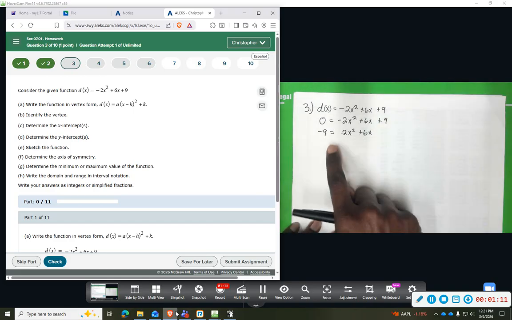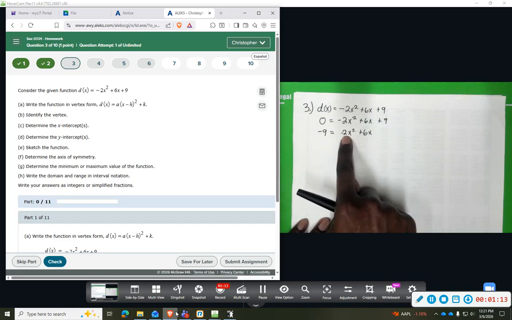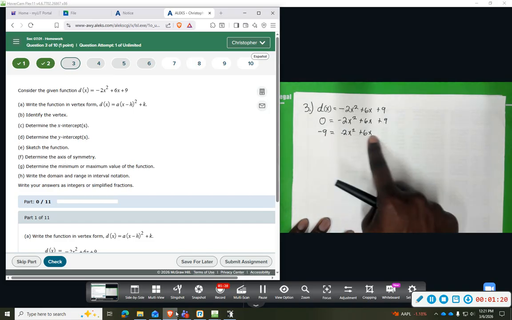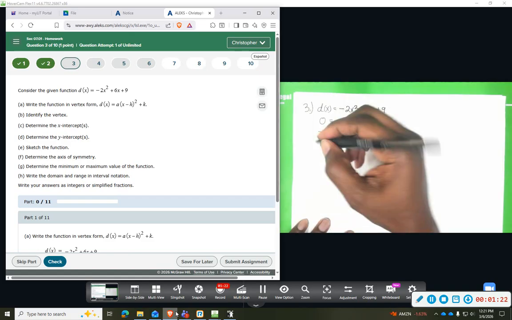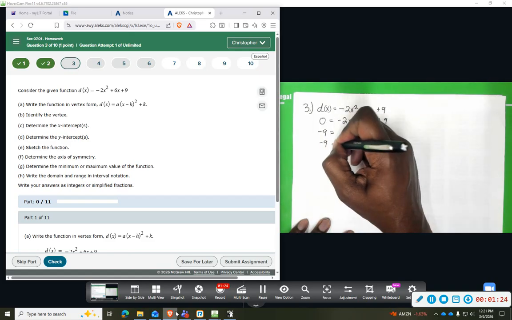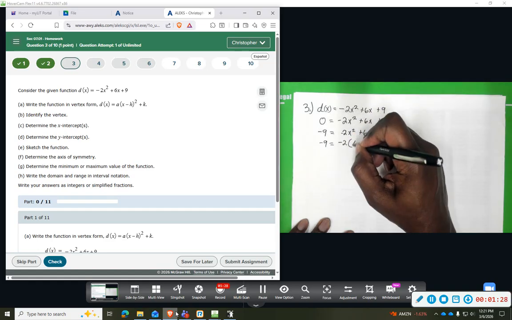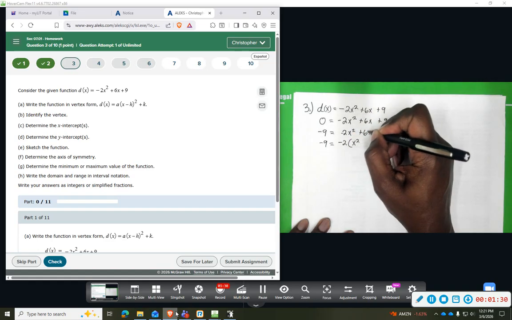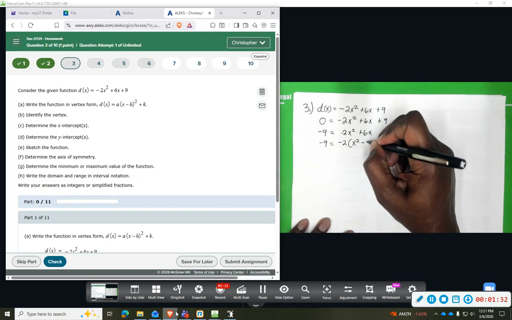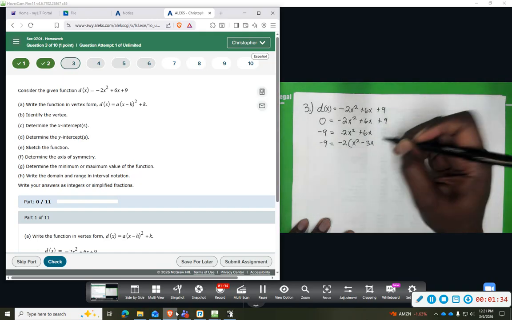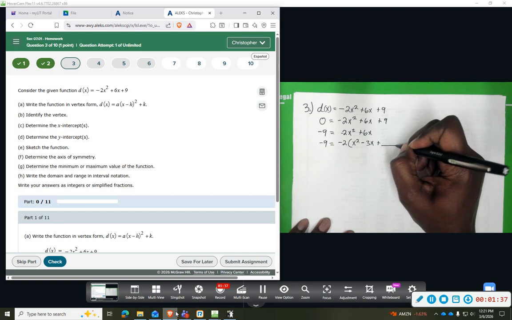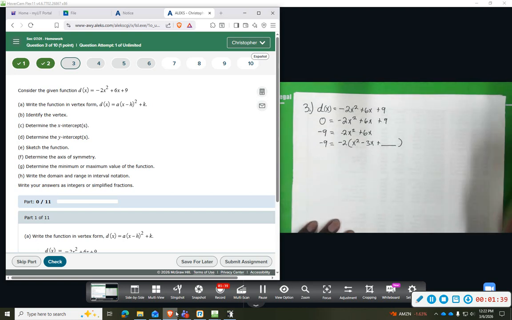Now, in order to complete the square, this leading term has to be a positive 1. And so in order to do that, I have to factor out a negative 2 from these constants. So I'm going to have negative 9 equals, I'll factor out the negative 2, and then that'll leave me with x squared. And divide this by negative 2 becomes a minus 3x. And now I'm to the point to where I can kind of fill in the blank and complete the square.